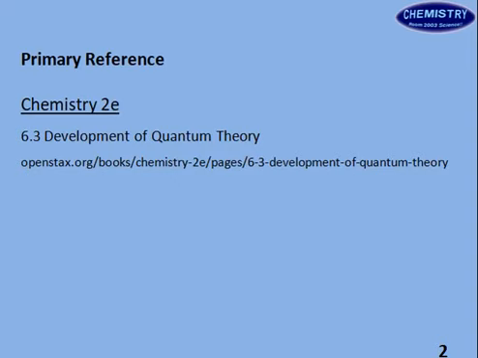The primary reference we are using for this lesson is an online textbook called Chemistry 2E, specifically section 6.3 Development of Quantum Theory. If you'd like to take a more comprehensive look at that textbook, simply type in the URL you see there on the screen.